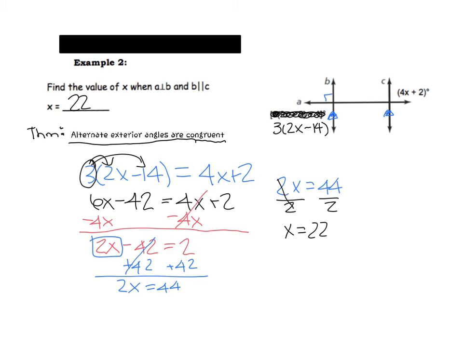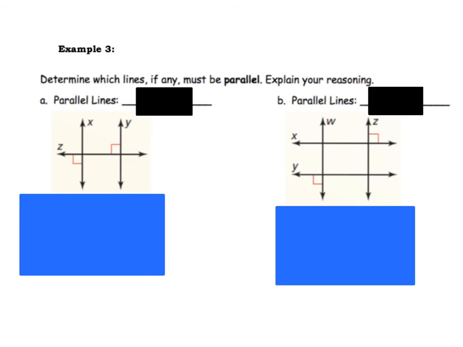Now, just to confirm that we actually end up with 90 degrees, let's take this angle here and see if we can substitute in what we found for x and see if we actually get 90 degrees. So 4 times x, which is 22, plus 2. So 4 times 22 is 88, plus 2 does give us our 90 degrees.